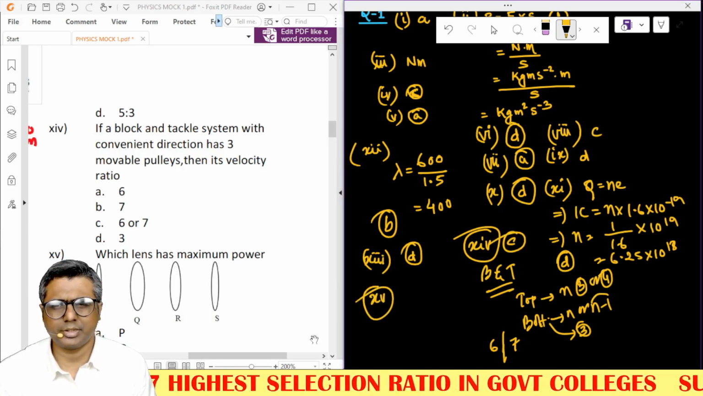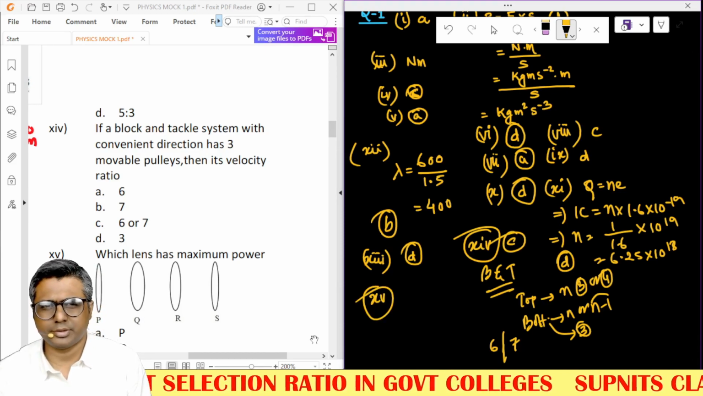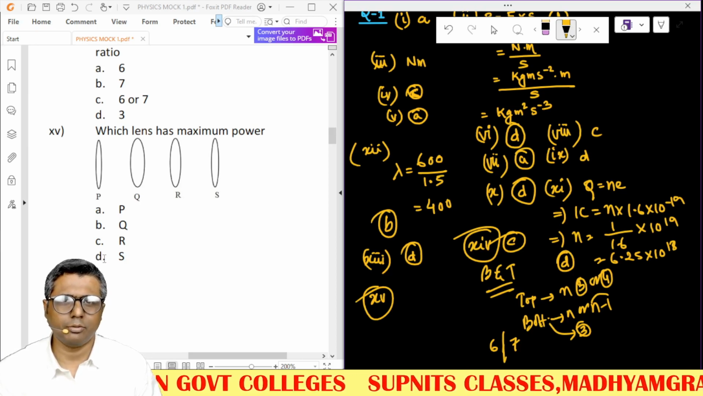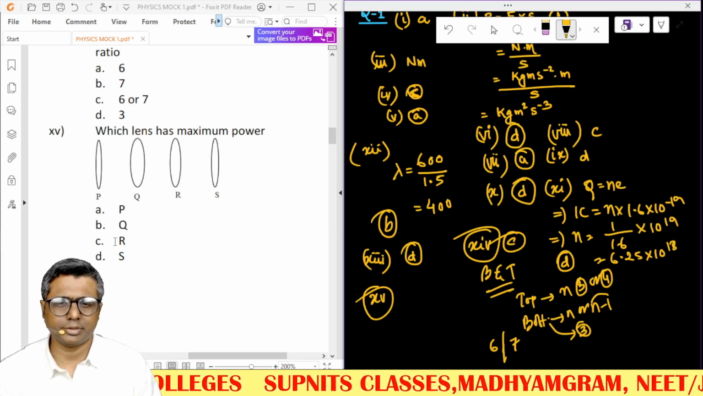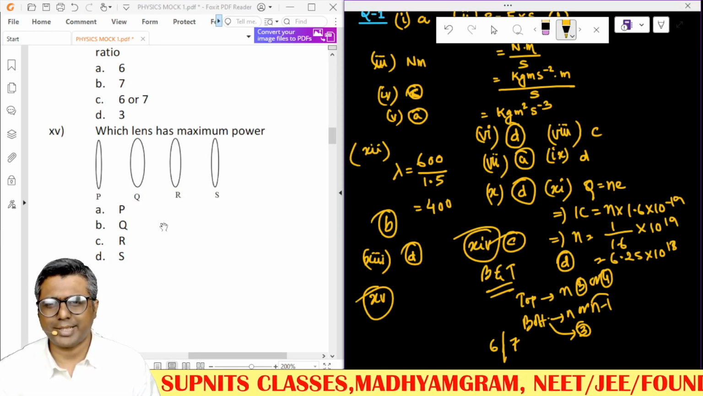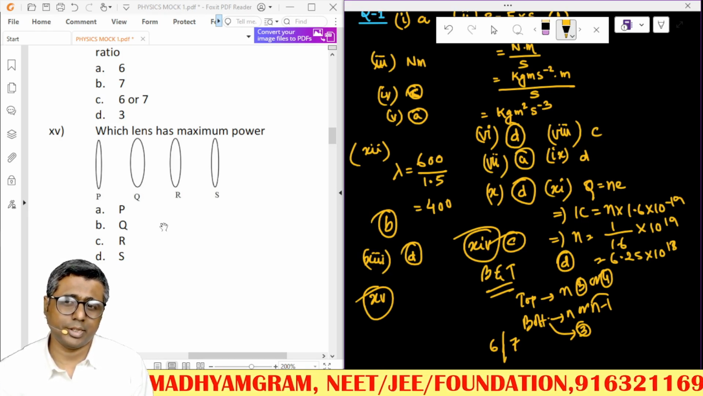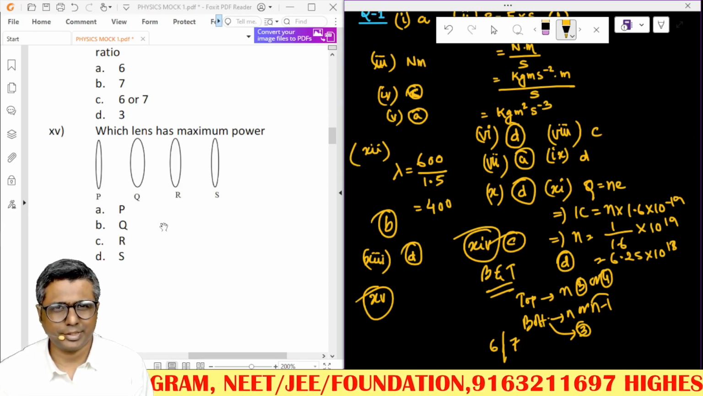Okay, so this is a little tricky question, but still it's a good question, right? It's better you face all the tricks now than to face it right away in the exams, right? Which lens has maximum power? See, jitna mota lens utna zyada power. This is known by everybody, right?